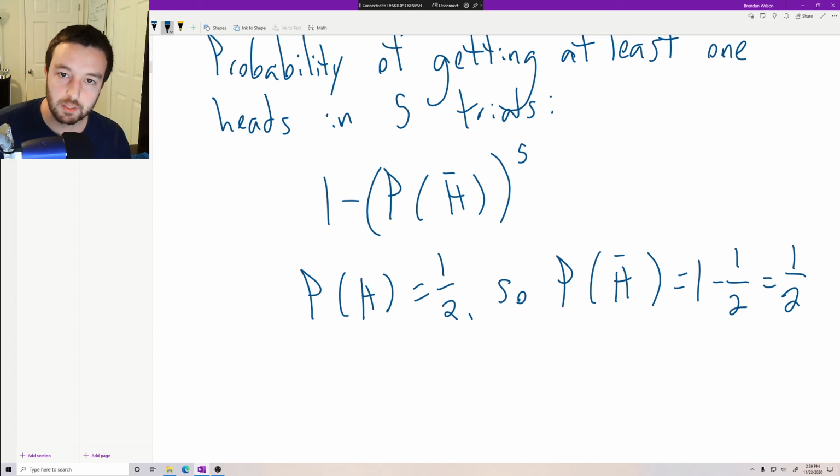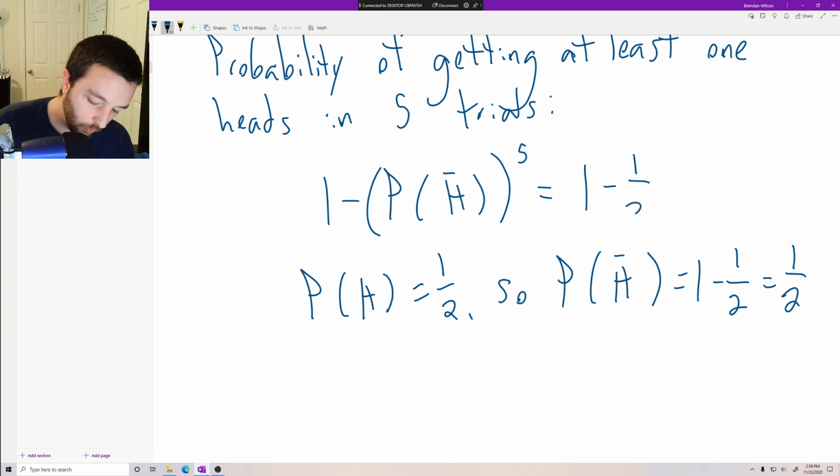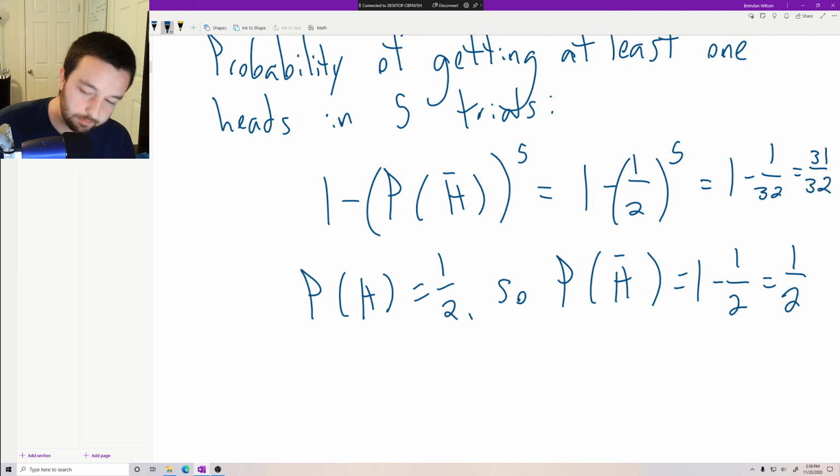We don't really need the formula for that. The probability of not getting heads is the probability that we get tails, which would be 1/2. So up here, this one is 1 minus 1/2 to the 5th power, which is 1 minus 1 over 32, as we just saw, which would be 31 over 32.